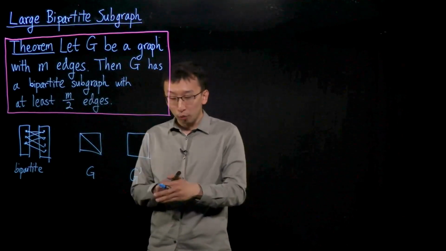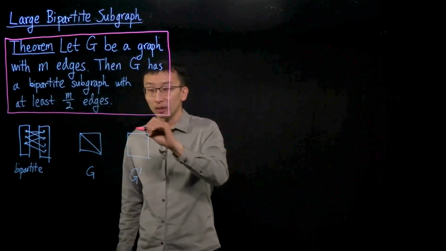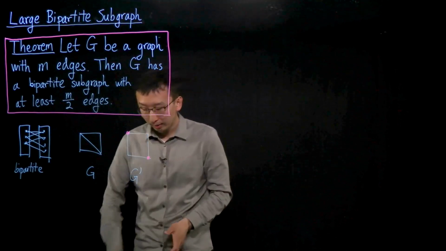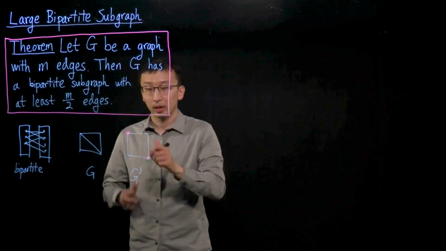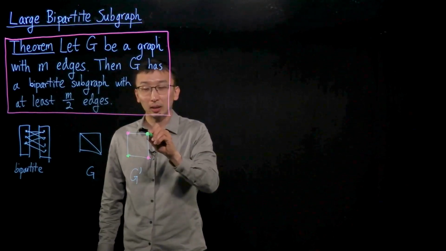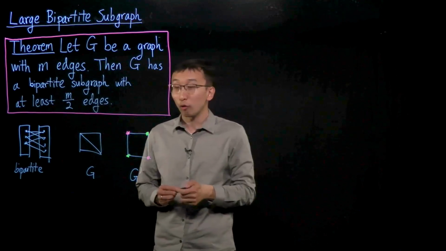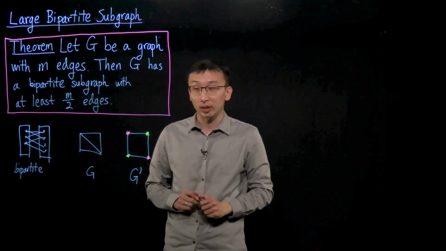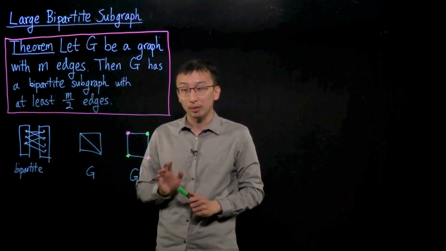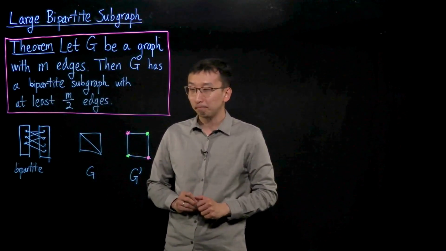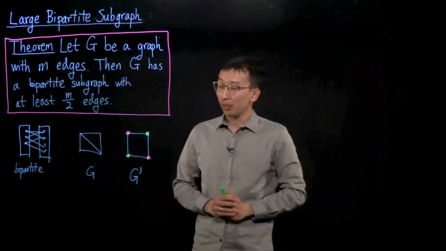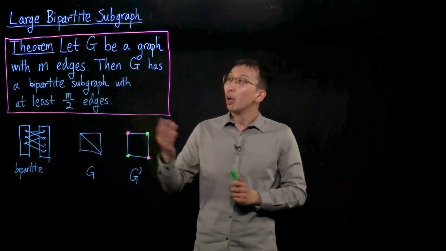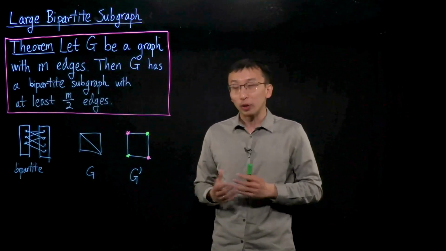And this graph G prime is now bipartite because I can put these two vertices on one side and these two vertices on the other side, so that you see all the edges go from the pink vertices to the green vertices, and none between the pinks and none between the greens. So this is an example of finding a large bipartite subgraph in a graph G. Now, let me prove this theorem illustrating the probabilistic method.